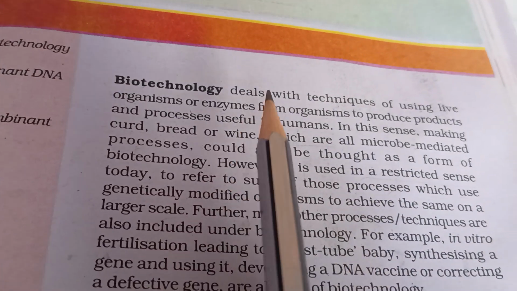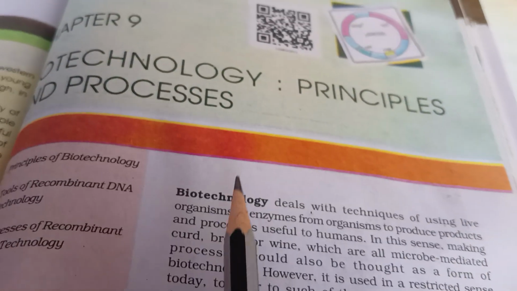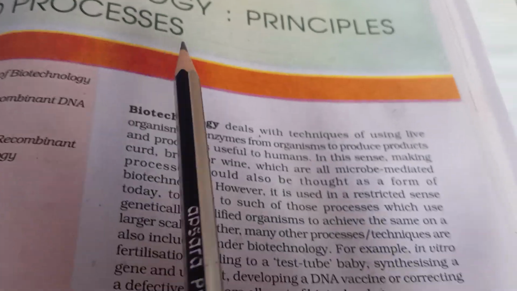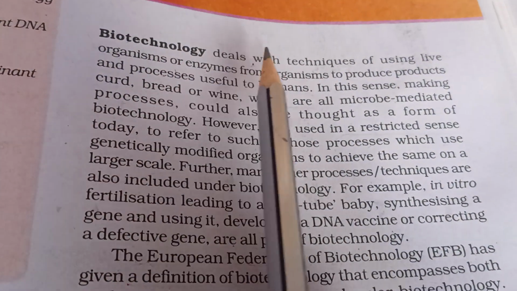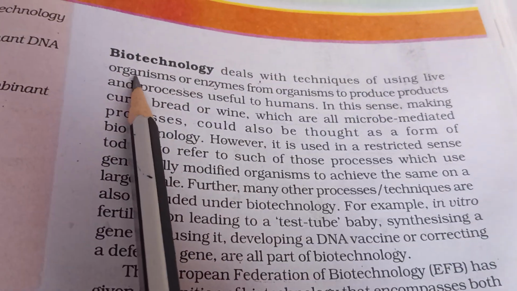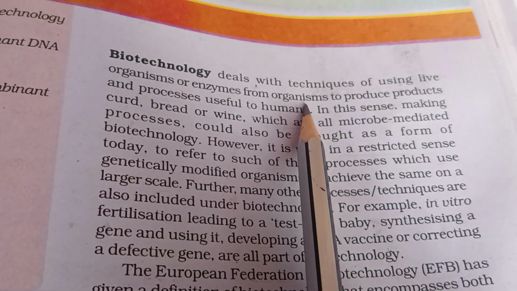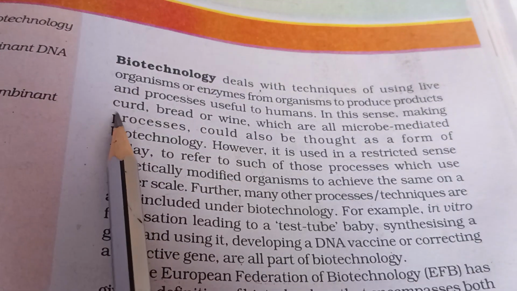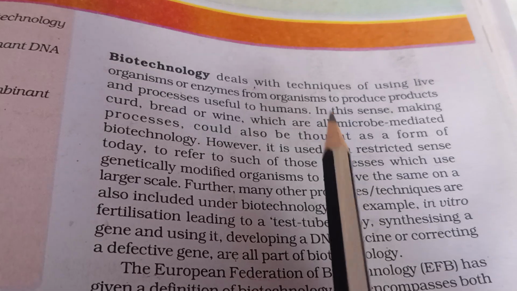So today we are going to start with biotechnology. First chapter, that is principles and processes. Biotechnology deals with techniques of using live organisms or enzymes from organisms to produce products and processes useful to humans.